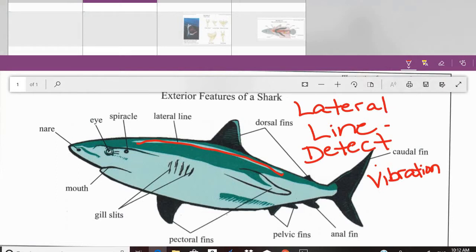Let's look at, I want to show you a picture of the shark teeth.